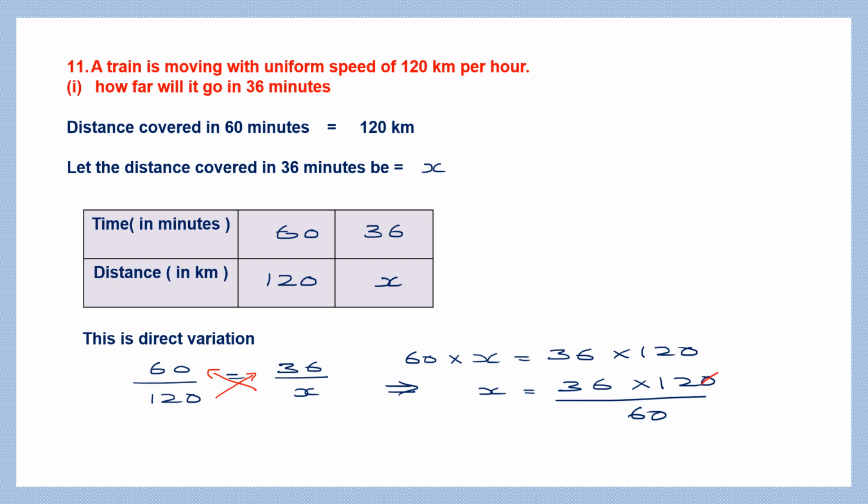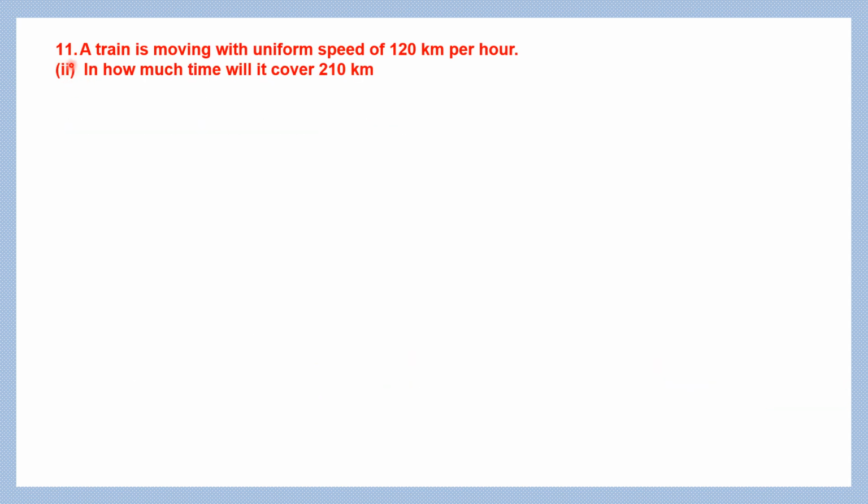Cancel now, cancel the zeros. 6 ones are 6, 6 twos are 12. Now multiply the numerators. 36 into 2 is 72. So we have found that x is equal to 72 and that is the distance of 72 kilometers. And this is our answer. Second part of the same question, in how much time will it cover 210 kilometers? So time taken to cover 120 kilometers is 60 minutes.